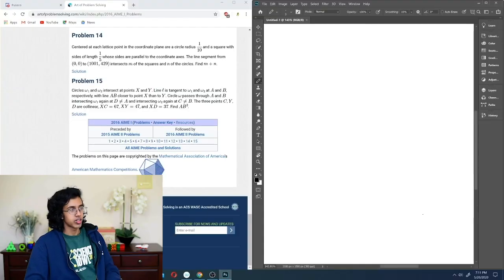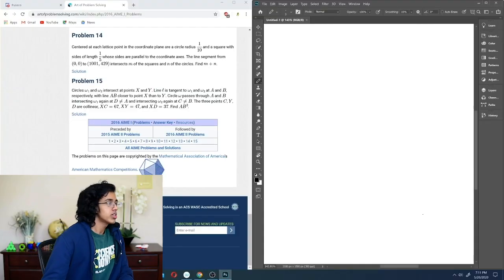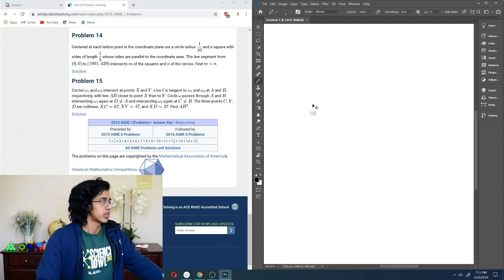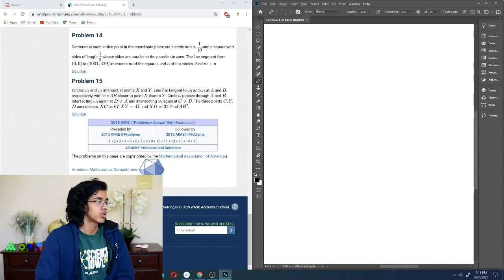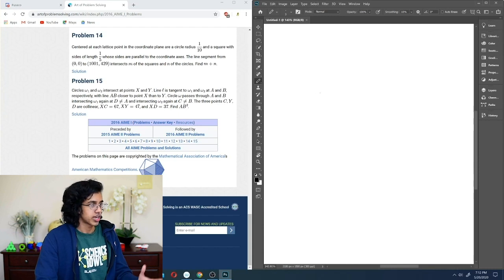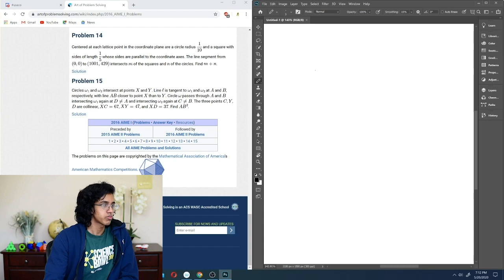So, problem 14. Hello everybody, I'm Kar, and today we are gonna be working on the AIME that we started last time. Let us get started. Centered at each lattice point in the coordinate plane is a circle of radius 1/10 and a square of side length 1/5, whose sides are parallel to the coordinate axes. The line segment from (0,0) to (1001, 429) intersects m of the squares and n of the circles. Find m plus n. Okay, so I guess we could just do this separately.